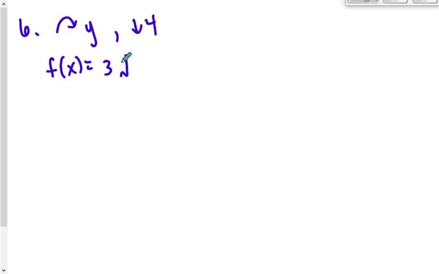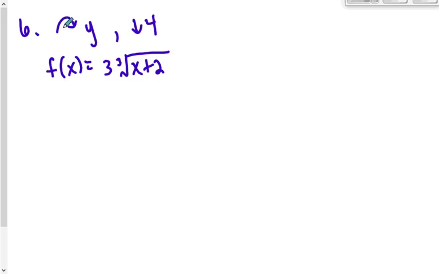Number 6. Let G, and I'm not going to write out the whole problem, but I'm going to use some shorthand for it. Let G be a reflection on the y-axis, followed by a translation 4 units down of this. F of x equals 3 times the cube root of x plus 2. Okay? These are y'all's favorite.